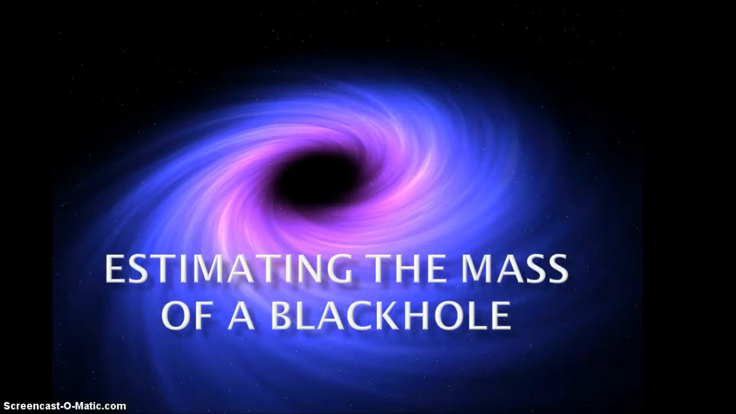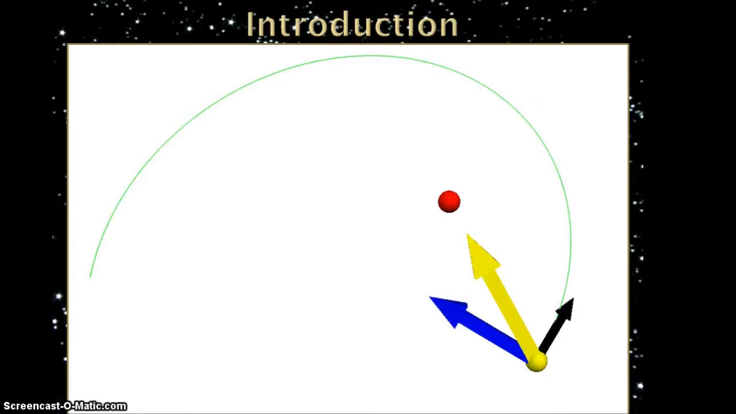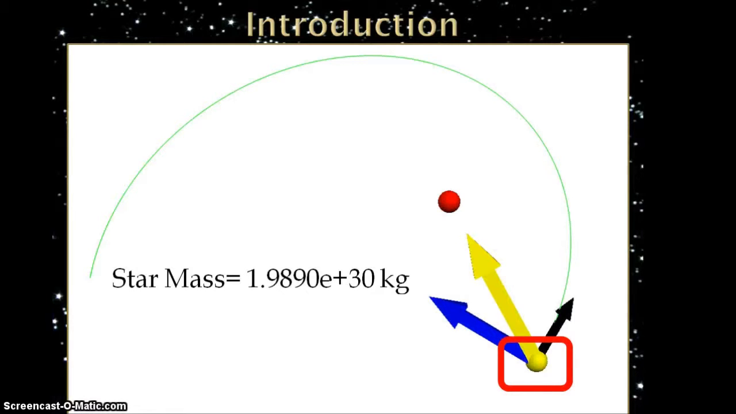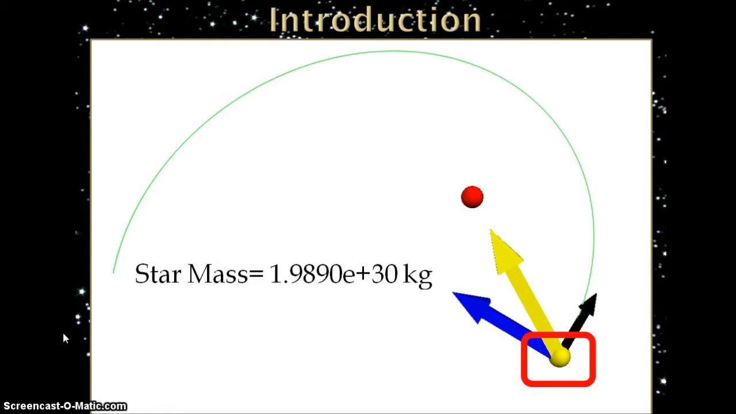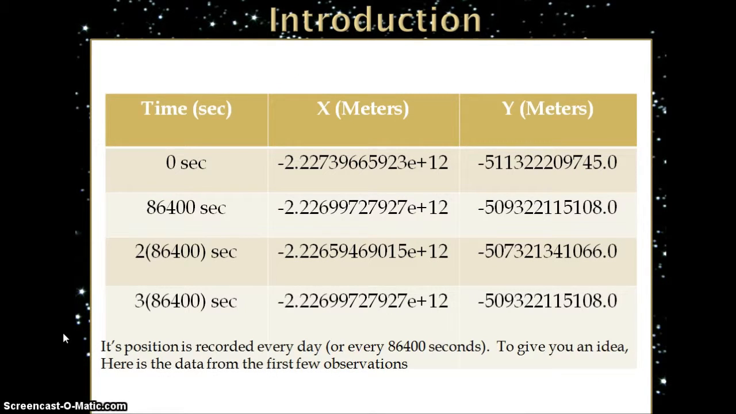In this video lab report, we will use fundamental physics principles along with data collected from observations on Earth to determine the mass of a black hole in space. Here's the experiment setup. A star with a known mass is observed on Earth. Its position is recorded every day, or every 86,400 seconds. To give you an idea, here is the data from the first few observations.